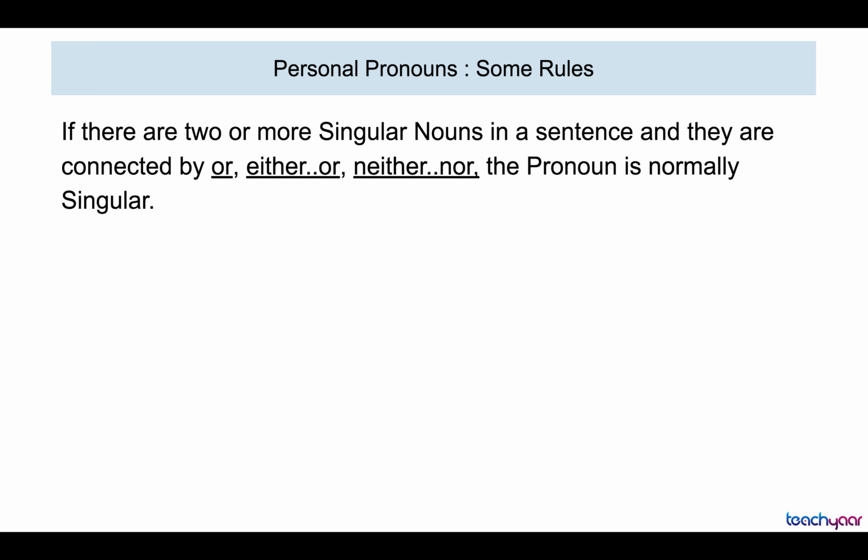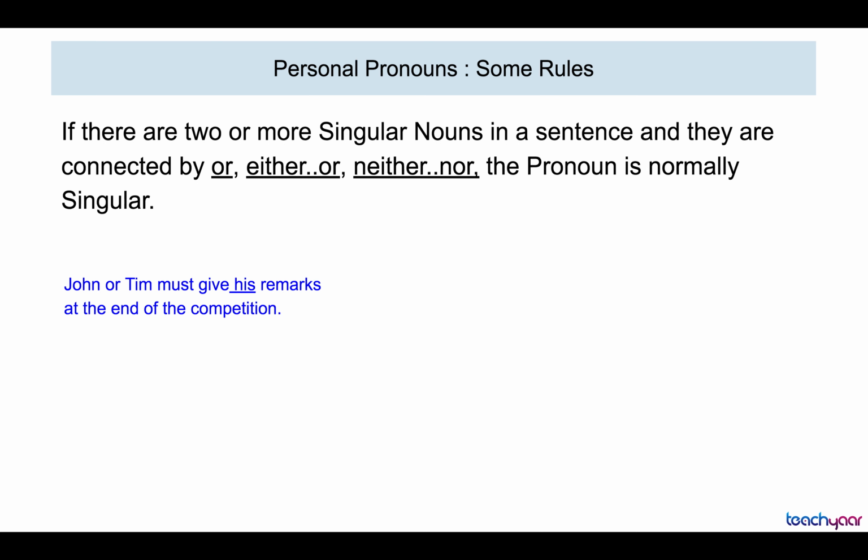If there are two or more singular nouns in a sentence and they are connected by or, either or, neither nor, the pronoun is normally singular. Now this might seem confusing, but it isn't when you see the sentence. John or Tim must give his remarks at the end of the competition. Now just try to understand the meaning of the sentence.